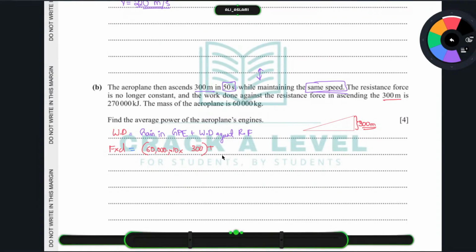It has to be F T, plus work done against resistive forces, which is 270,000. This is our work done against the resistive force in ascending, and that works.